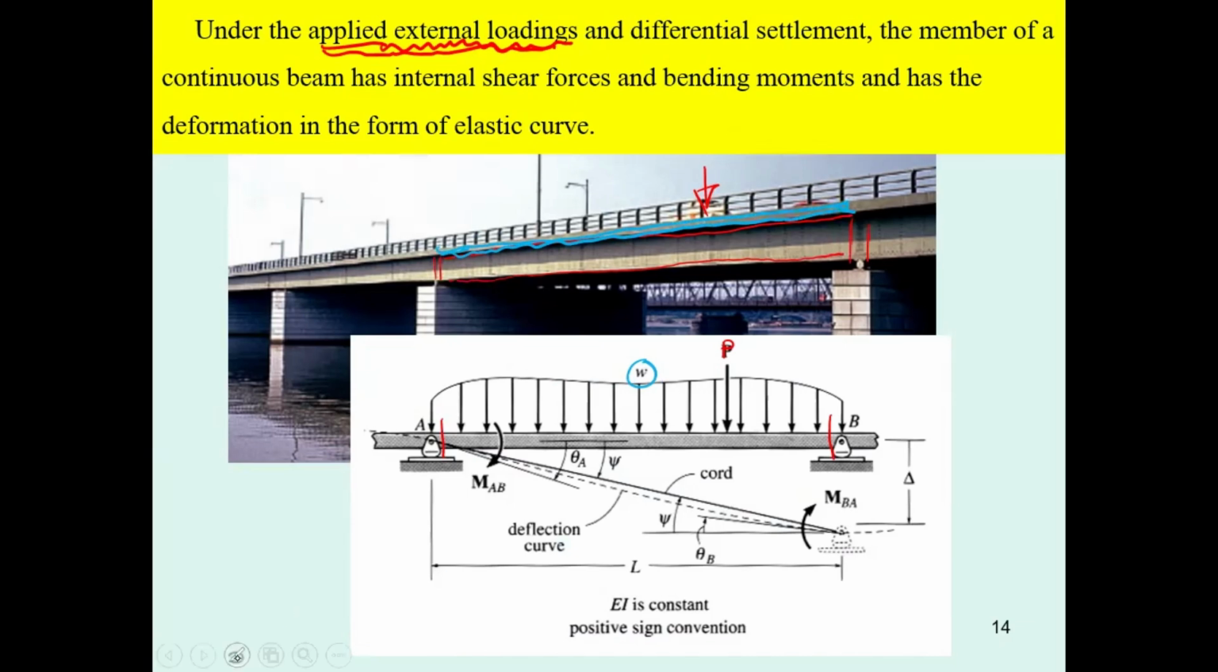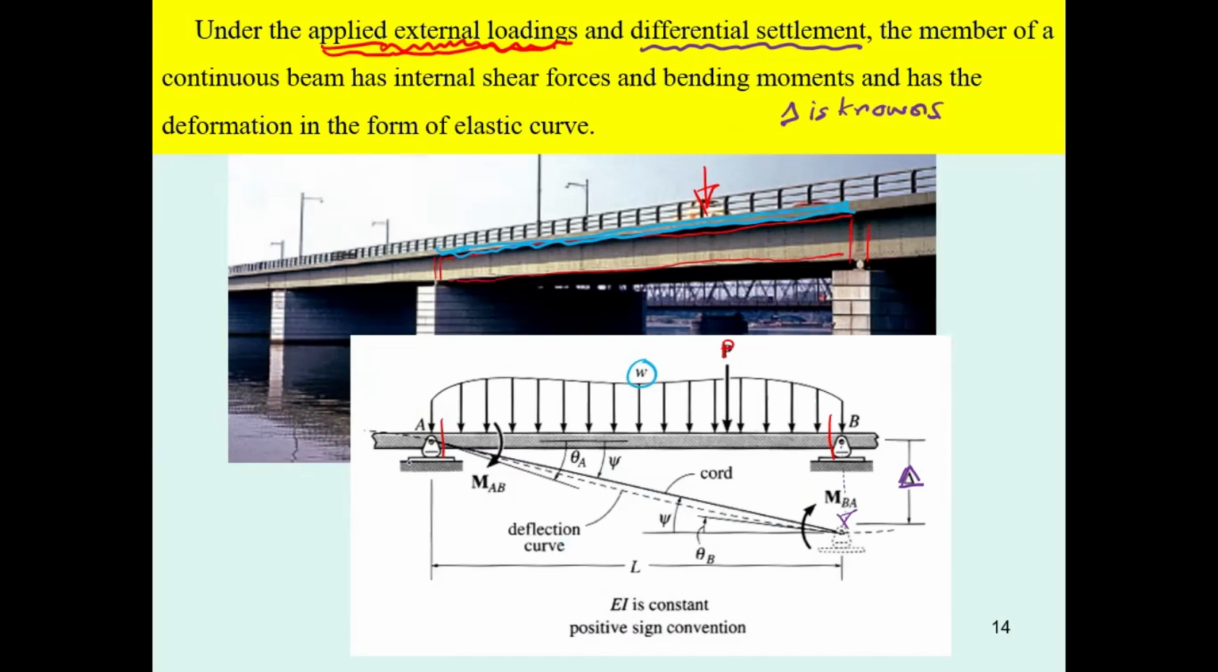Another important thing that may occur is the differential settlement. Based on this one, this end may have a downward differential settlement. We call it delta. Most of the time, delta is known. How come delta is known for the beam? You may use surveying to check the elevation against the reference elevation. The difference between the elevations is going to be the differential settlement.